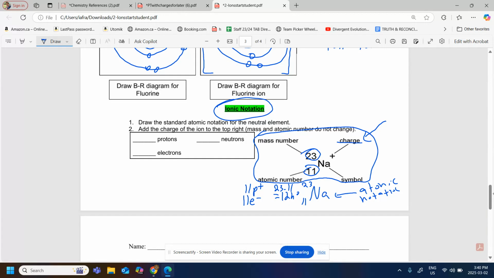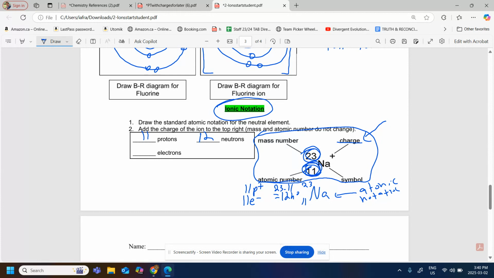So the number of protons and neutrons are found the same as before. For atomic number, that would give you the number of protons, you'd have 11. And for neutrons, you do 23 minus 11, gives you 12.